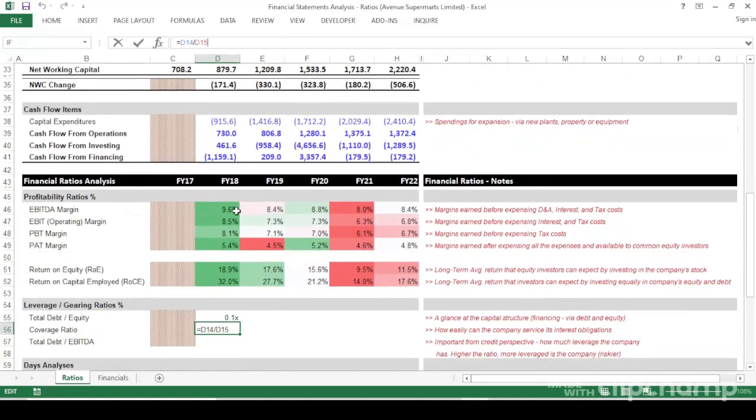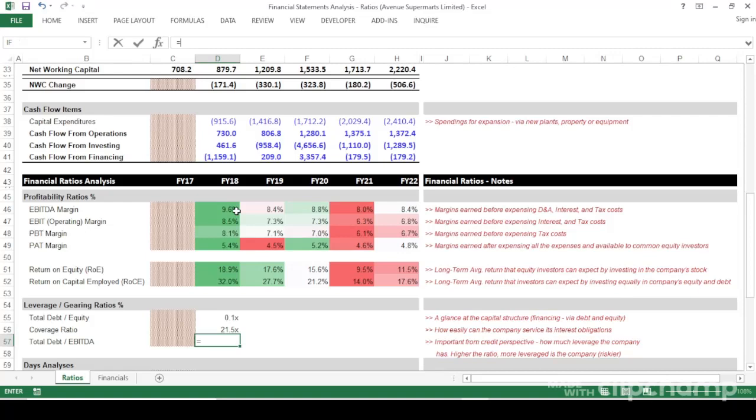Now I'll put a negative sign here because interest cost was an expense. So this is going to be 21.5 times. This means the EBIT, or the operating income, is 21.5 times the interest cost. This means that the company is in a very comfortable position to service any of its interest obligations.